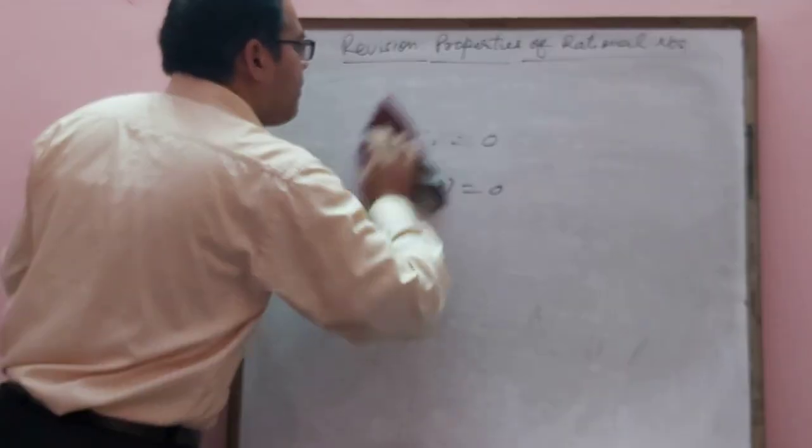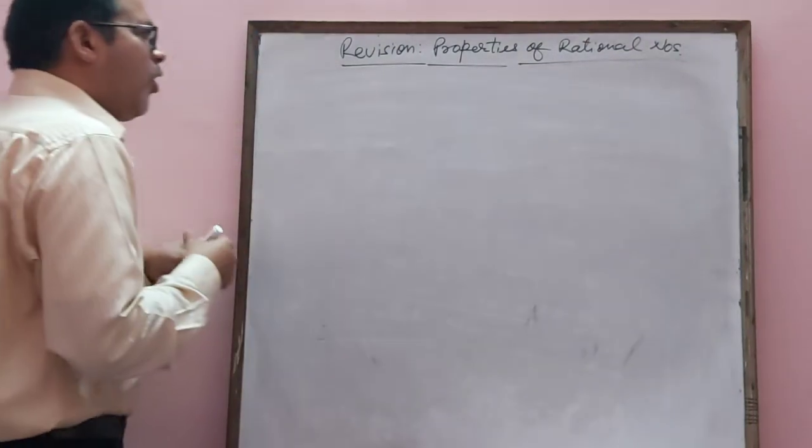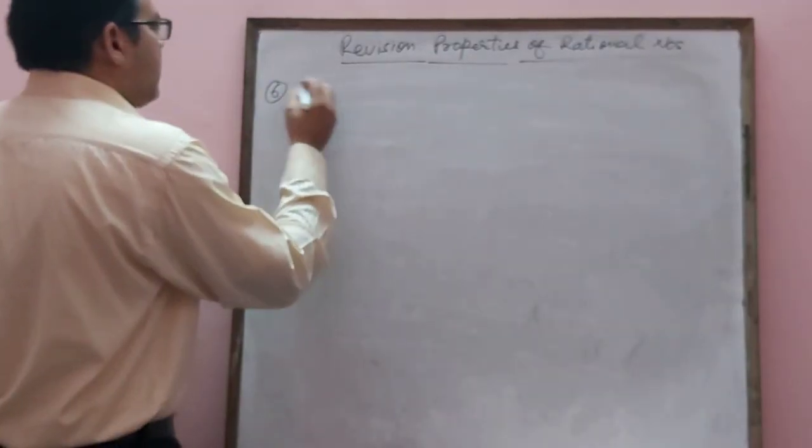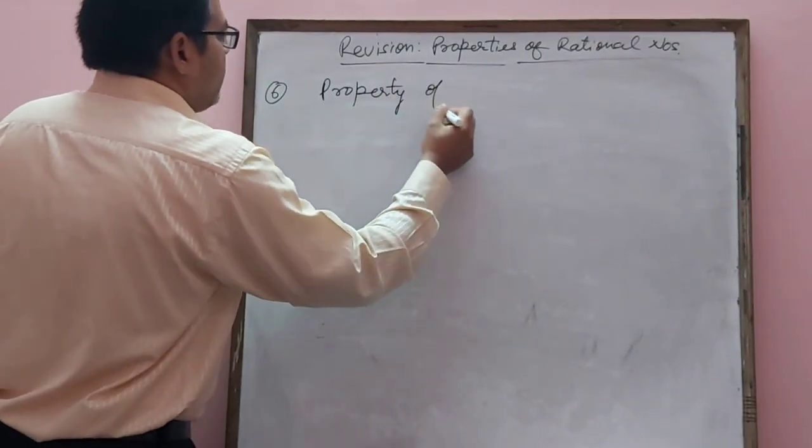Now one more property is left, that is the property of 1. This is property number 6. So the property of 1.